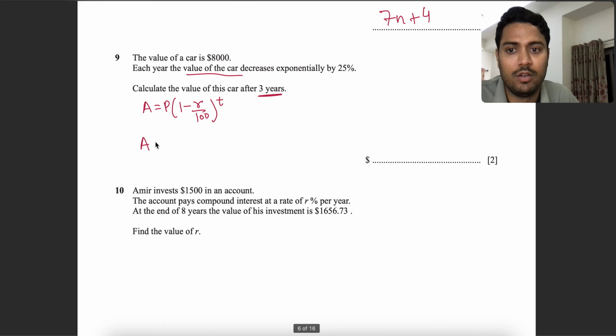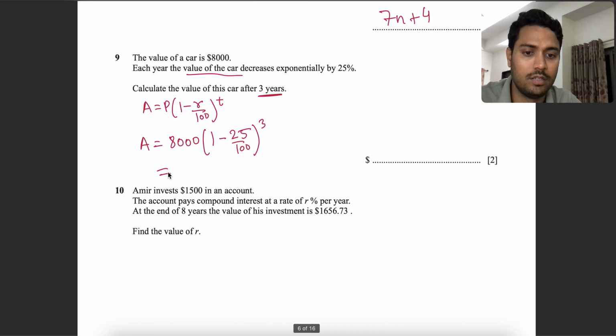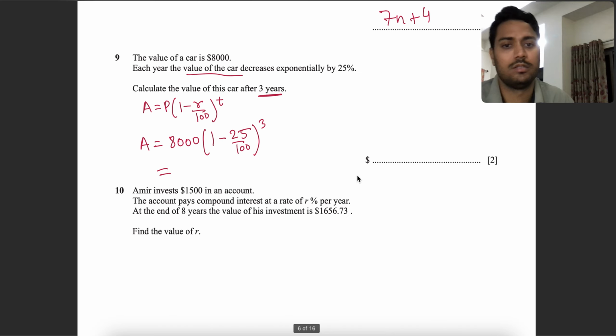So the final value is going to be the initial value times 1 minus R, where R is 25%, so 25 upon 100, raised to T, that is 3 years, and we can directly put this in the calculator. So 8,000 multiplied by 1 minus 25 over 100, bracket close, raised to 3, and that answer is 3375.